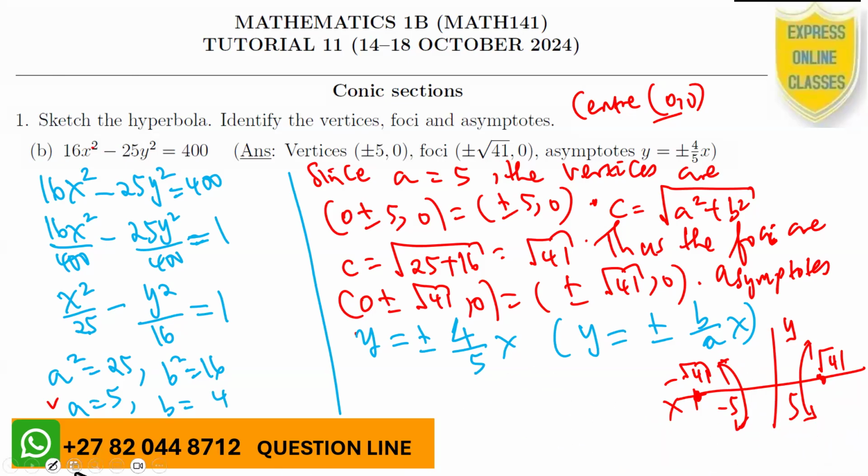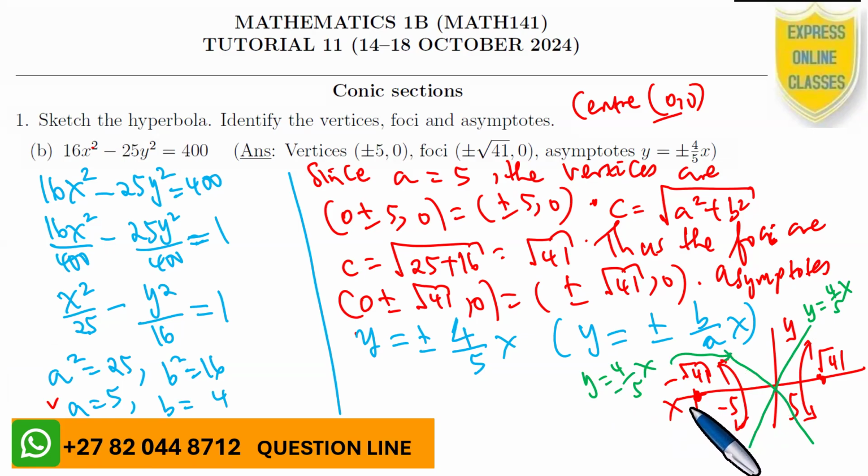Through the origin, it's going to be the asymptotes. One with a positive slope like this, the other one with a negative slope like this. So y equals 4 out of 5x, and y equals minus 4 out of 5x for this.